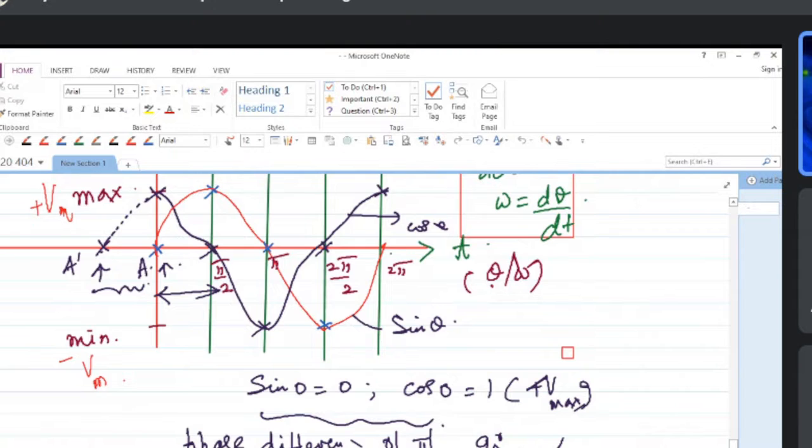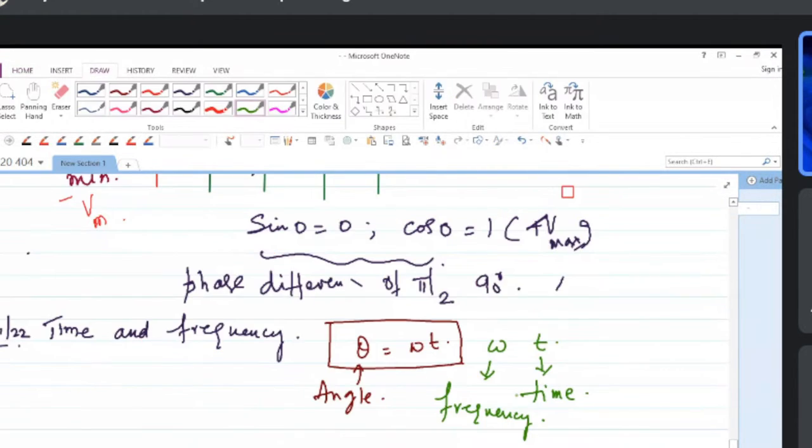Meaning thereby that theta is equal to omega t. This is a fundamental relation that we start with. So this is basically an angle, and this angle that I'm talking about is divided into two factors, omega and t. This t refers to time, omega refers to frequency. So that means angle is a function of omega and t. We will revisit this relation in my next few classes.